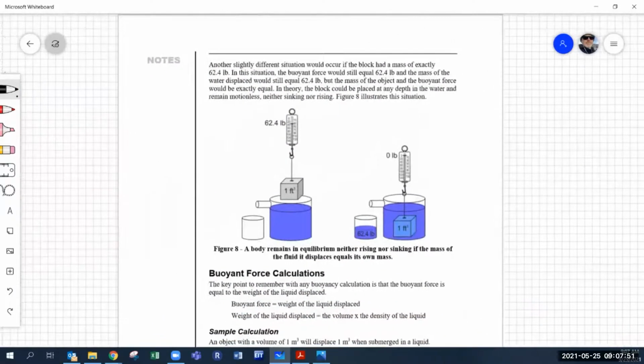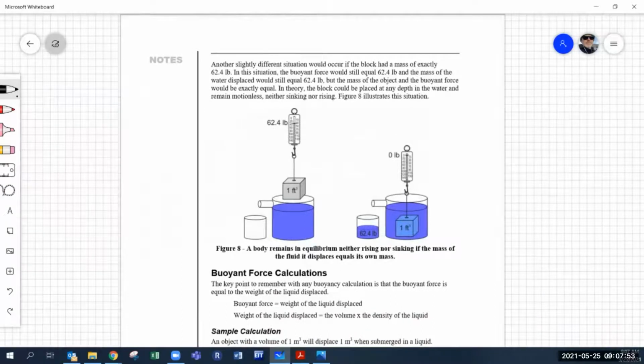So the next picture, in a slightly different situation: if this 1 cubic foot box weighed 62.4 pounds and we put it in the water, it's going to weigh nothing when it's in the water, but it's not going to sink and it's not going to float because these are equal. So this body remains in equilibrium, neither rising nor sinking, if the mass of the fluid it displaces equals its own mass.